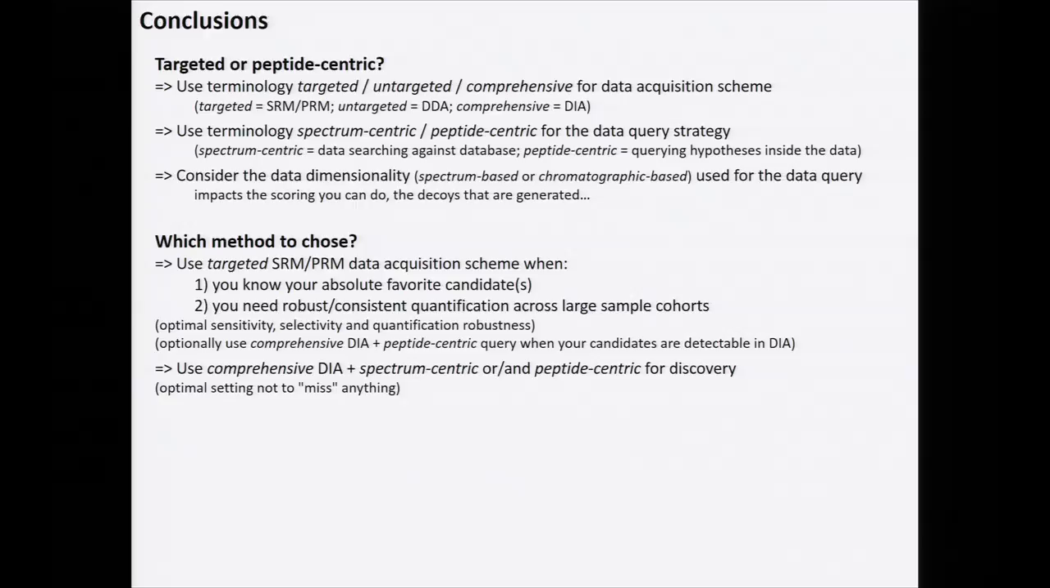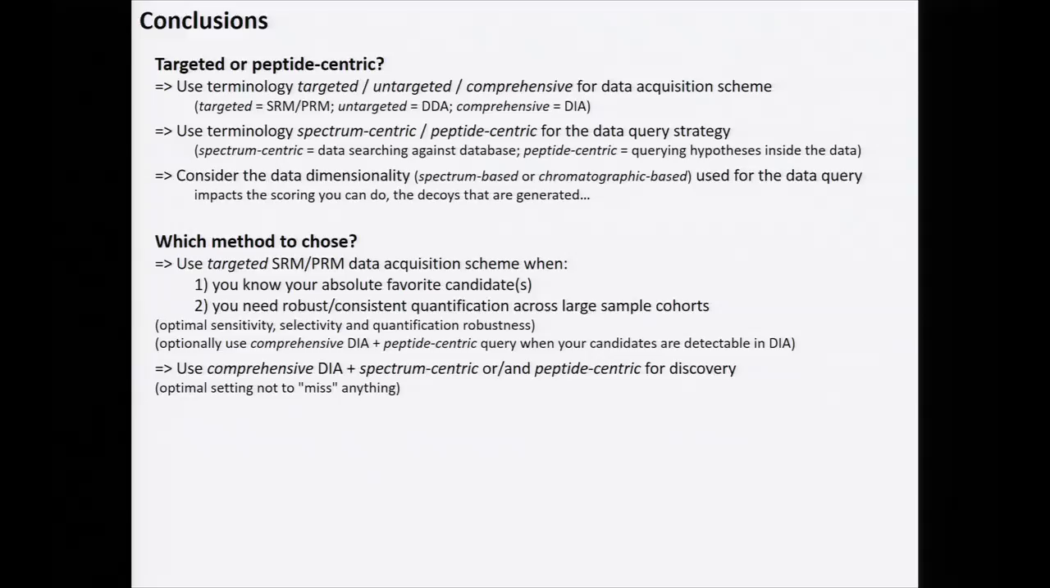So the best possible compromise you can do at the moment is do a DIA, see everything you can see, and then for the special candidates that you're really, really absolutely interested in, for those 100 leftovers that you could not detect in DIA, do an SRM, okay? But you can really get the best of both worlds.